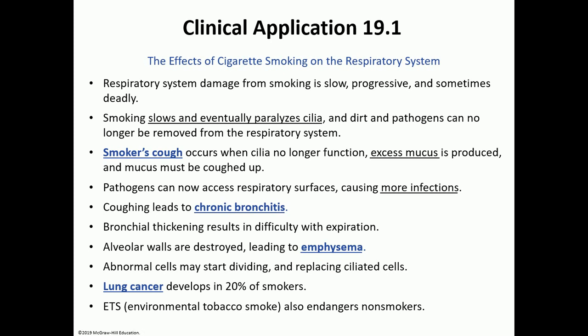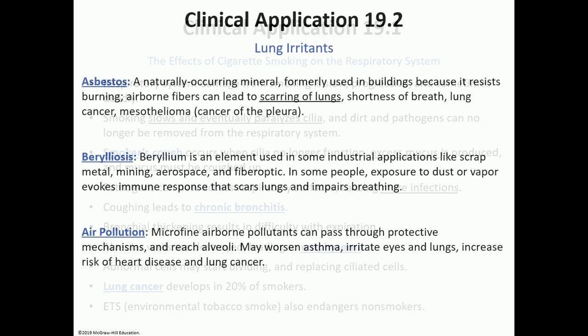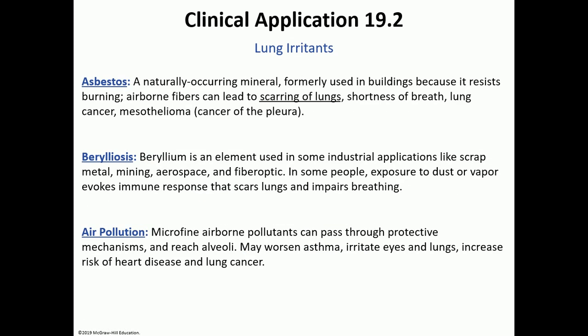Okay, because of all the chemicals and the carcinogens that are in there, lung cancer can develop in about 20% of smokers. Now, other lung irritants that we could potentially get exposed to, and this is why a personal and an occupational history is really important. Okay, you really want to ask your patients what they do for a living, because they could be exposed to different things and that might explain some of the signs and symptoms that you're seeing.